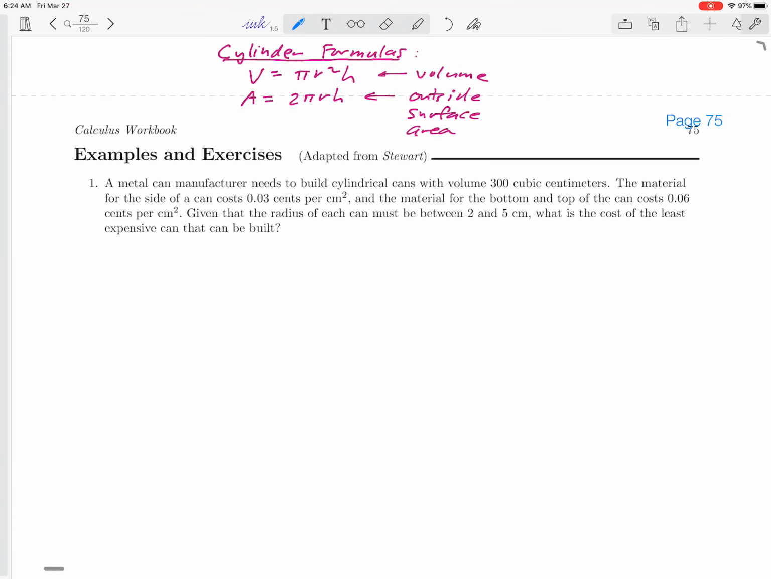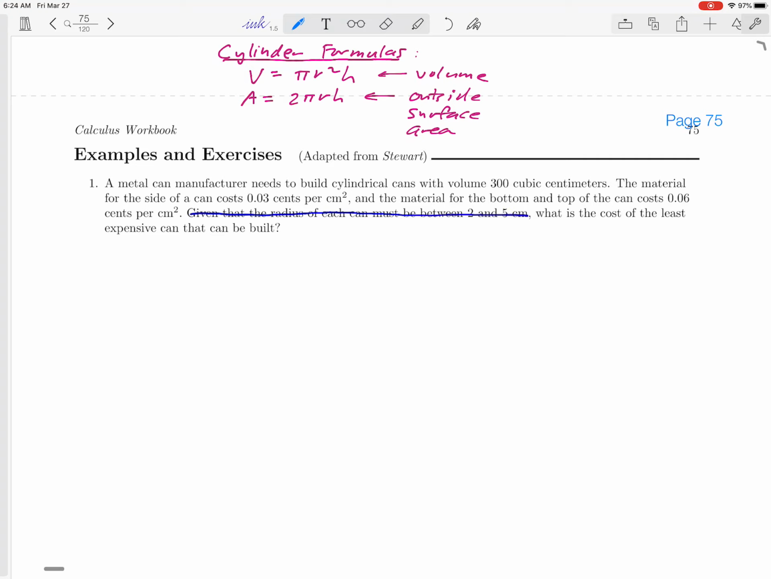Okay, we are going to take a look at exercise 1 on page 75 of your workbook. Let's start by reading this problem together just to get a feel for what they're asking us. Okay, so we've got, and actually I want to make one change to this problem before we do it.